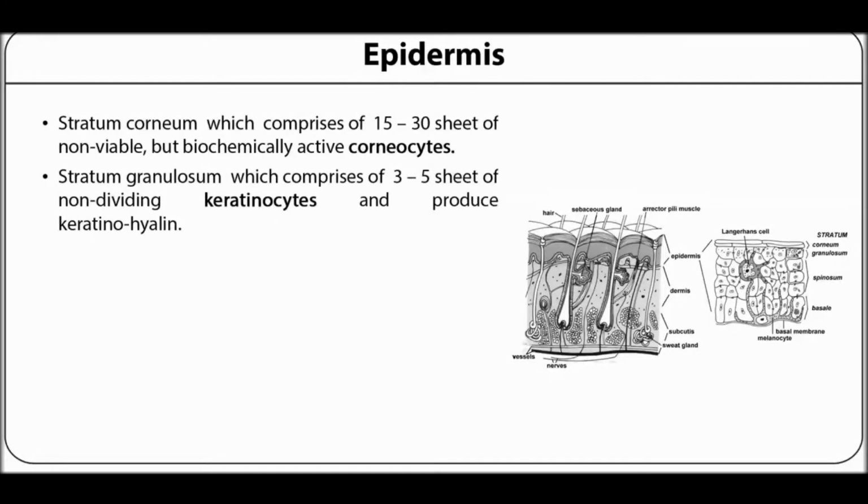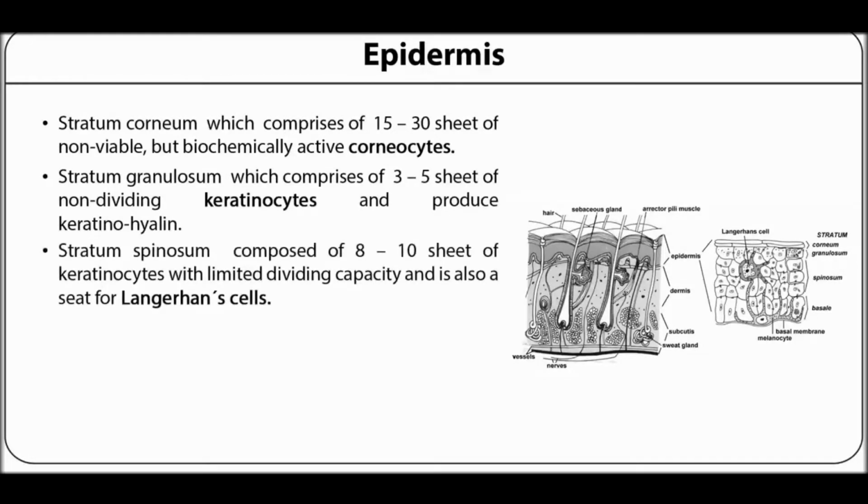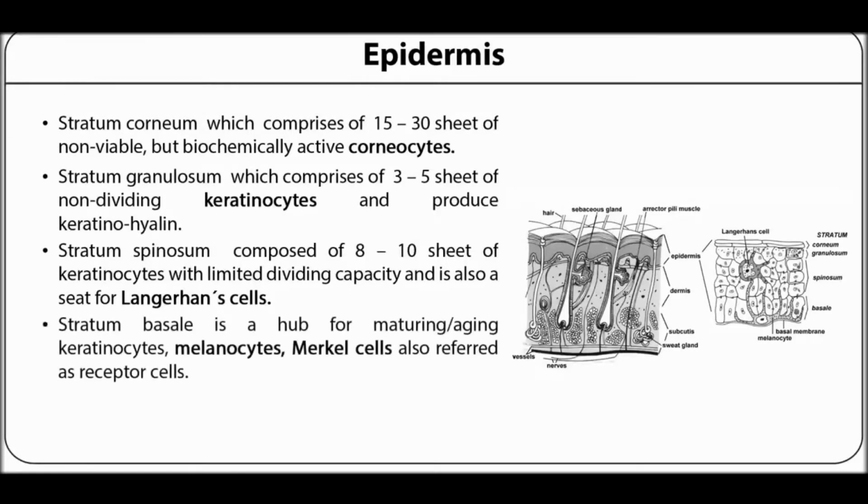The third after this is the stratum spinosum, which consists of 8 to 10 sheets of keratinocytes, has a very limited dividing capacity, and is also a seat for Langerhans cells. The last of these is the stratum basale, which is a hub for maturing and aging keratinocytes, melanocytes, and the Merkel cells, which are also referred to as the receptor cells.